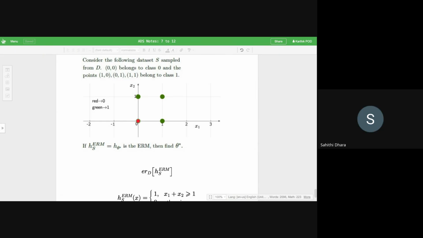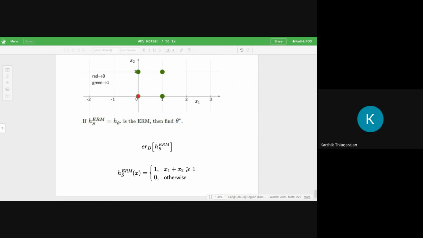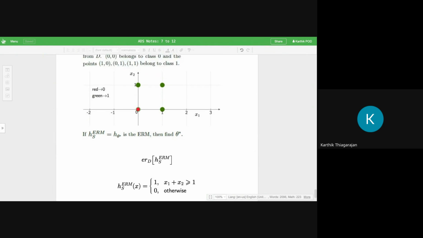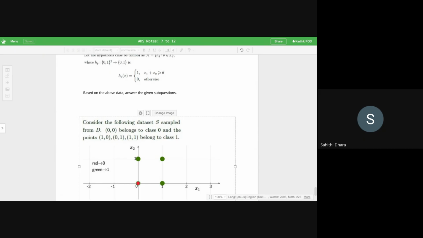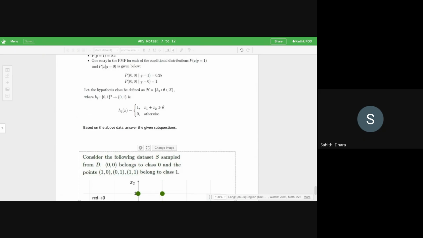Therefore, when you calculate the test error of the ERM, when you're expanding the expectation over y equal to 0, it doesn't matter what these three are, anyway 0. The probability of x given y will be 0 for these three. Is that correct? Yes, I got it. I just missed that part, because the probability of 0, 0 given y equals 0 is 1, which means all the other points are 0.